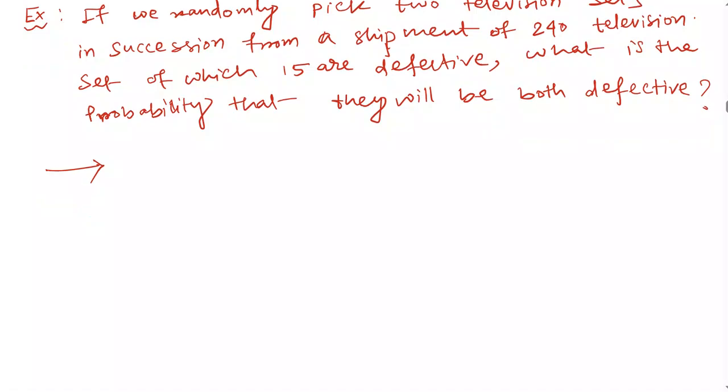Okay, so we randomly pick 2 television sets in succession from a shipment of 240 television sets, of which 15 are defective. So out of 240, 15 are defective. So the probability that they will both be defective. See, that is the important question. They both are defective, meaning how can you approach it?